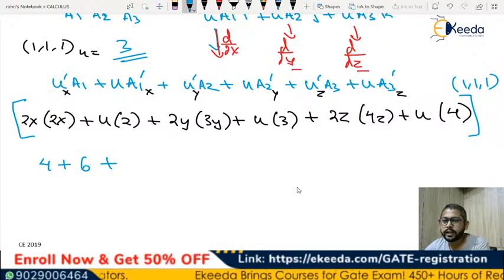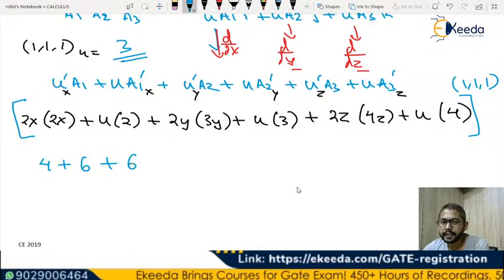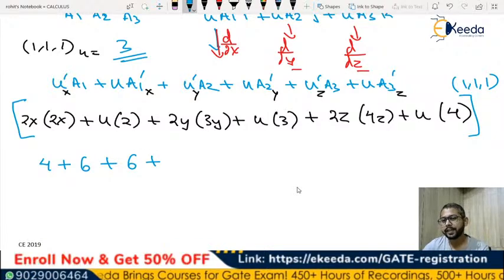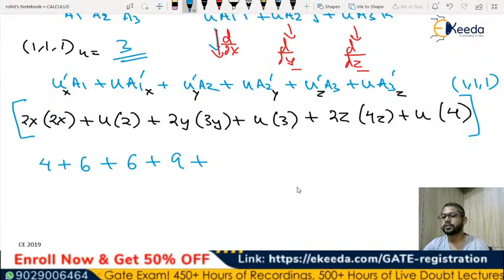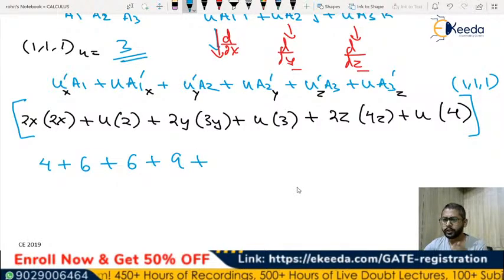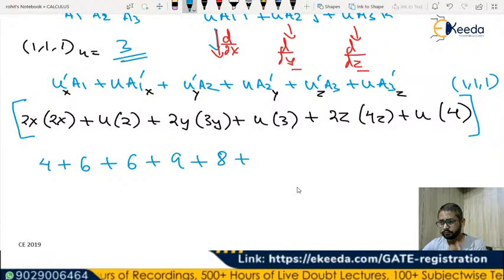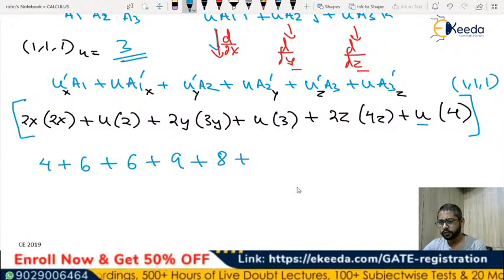2 into y into 3 into y. So y is equal to 1. So 2 into 3 is 6. u into 3, u is 3, so 3 into 3 is 9. 2 into z into 4 into z. So z is 1, so let's forget about the z. 2 into 4 is simply 8. u is 3, so 3 into 4 is 12.